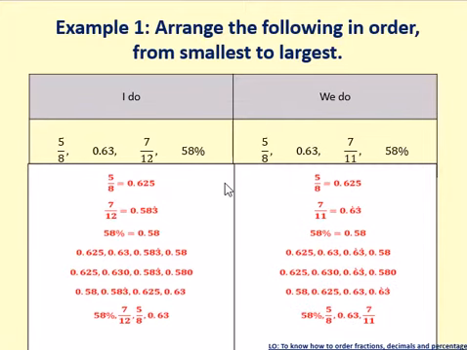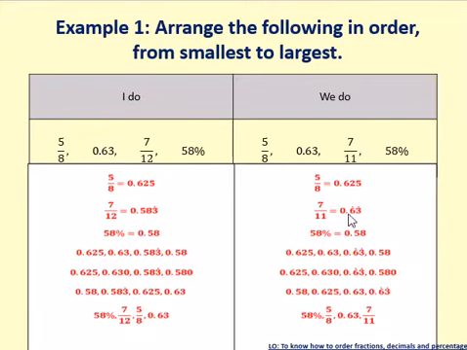Okay, so for the we do, we have 5/8, 0.63, 7/11 and 58%. So it's very similar to the I do, only one quantity has changed, and that's 7/12 has changed to 7/11. Firstly, remember, convert all of these to decimals. So 5/8 as a decimal, we do 5 divided by 8. Use your bus stop, you get 0.625. For the fraction, 7/11, do 7 divided by 11.